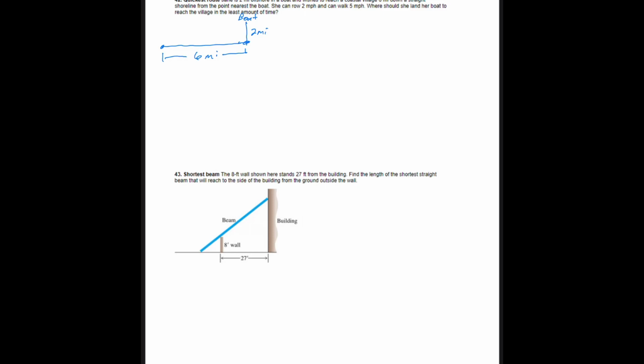Okay, and this distance is 2 miles, and this total distance from here to here is 6 miles from the boat to the village. And the question is, what is the fastest way for Jane to row and then walk the rest of the way? So where should she put her boat so that we can reach the village in the shortest amount of time?